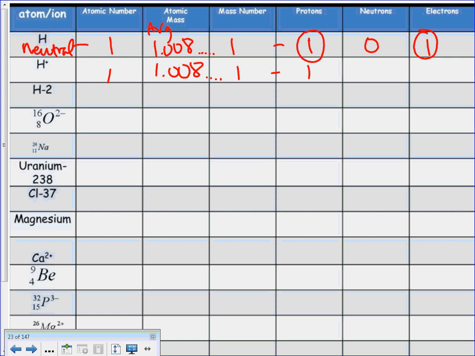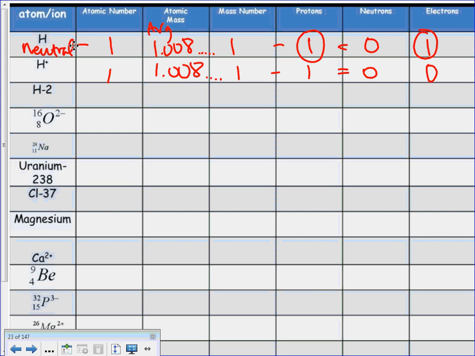Same, because I take 1 minus 1, that's still 0. Okay, but this time I have a charge. It's no longer neutral. So what has changed? So have they gone up or down? Down. They've lost the only electron, leaving us overall a net positive charge because of that proton.